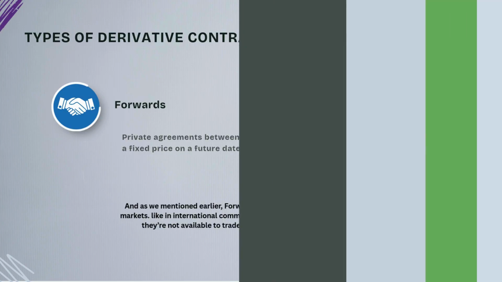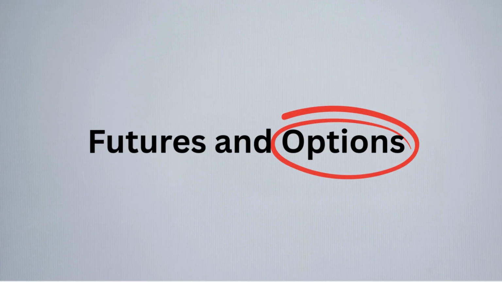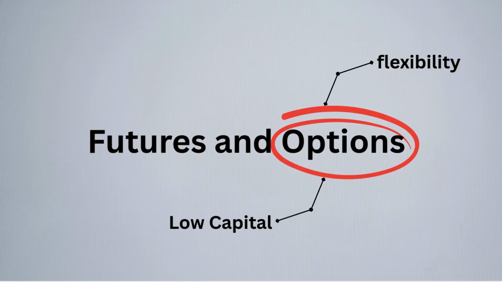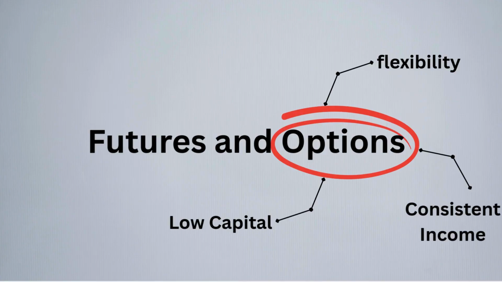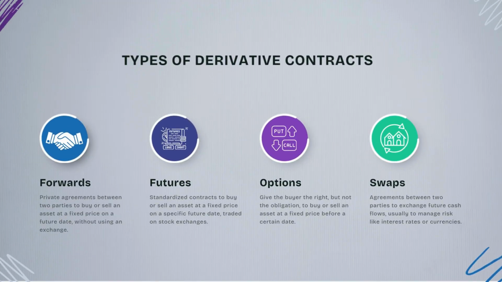So for you and me, the real-world focus is on futures and options, especially options, because they offer flexibility, lower capital requirements, and, if used with discipline, a reliable way to generate monthly income. I think by now you understand how these contracts are structured. We will discuss more examples in the upcoming videos for better understanding and better clarity.